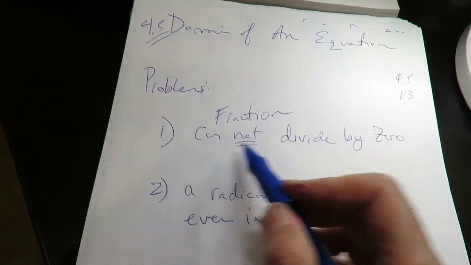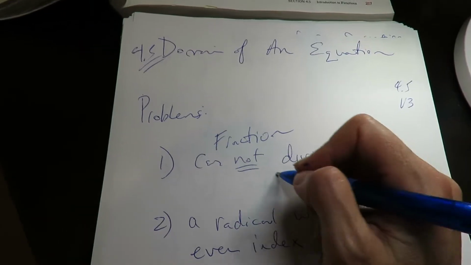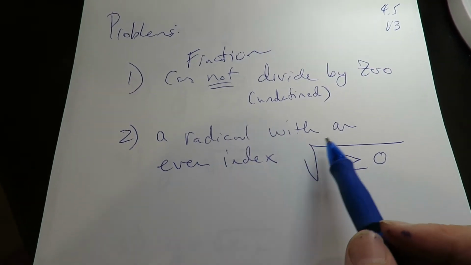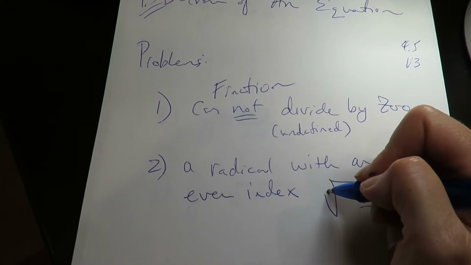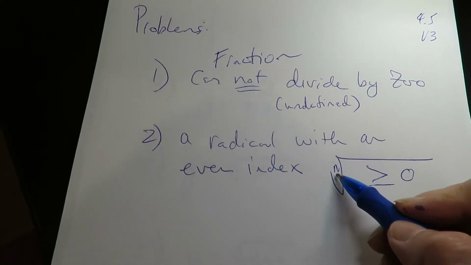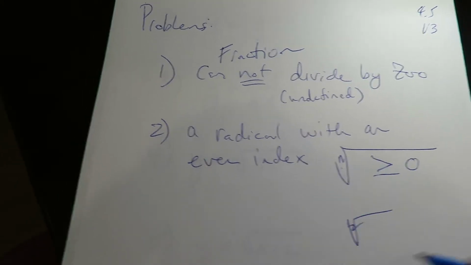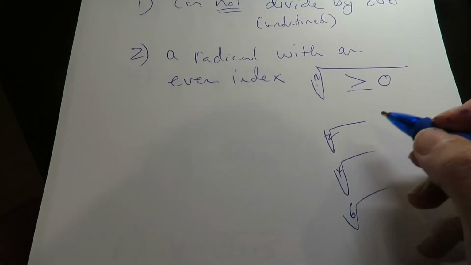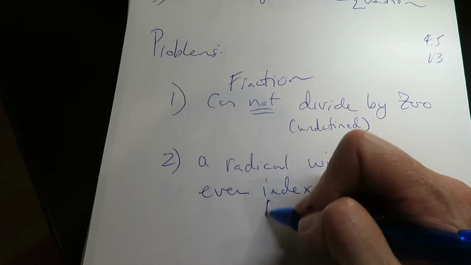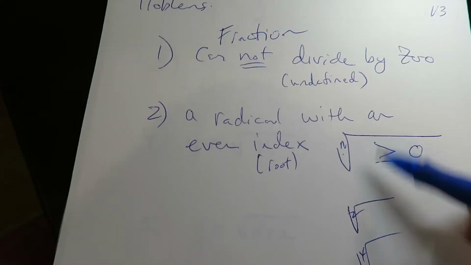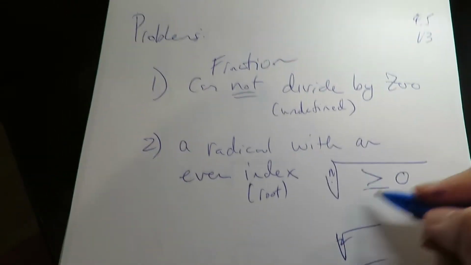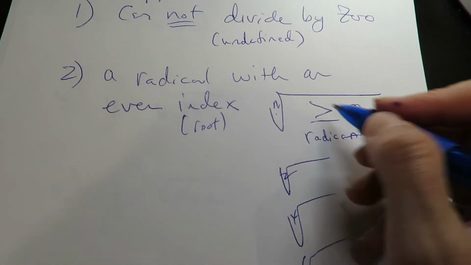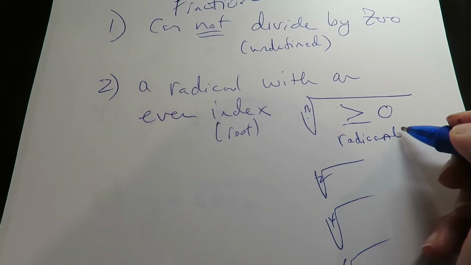If you have a fraction, you cannot divide by 0, right? Because then that's going to be undefined. Or if you have a radical with an even index, like a square root, a fourth root, or a sixth root, that's what I mean by an even index. If you have a radical with an even index, what's underneath, which is called the radicand, then the radicand has to be greater than or equal to 0.